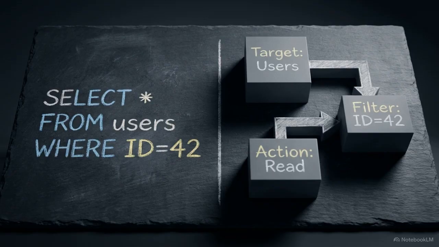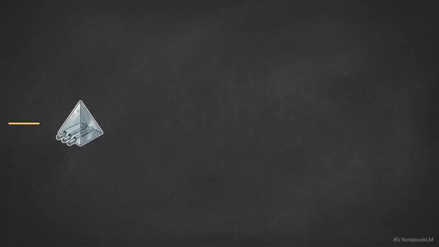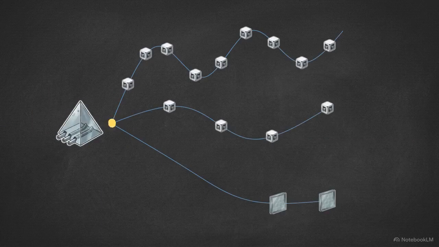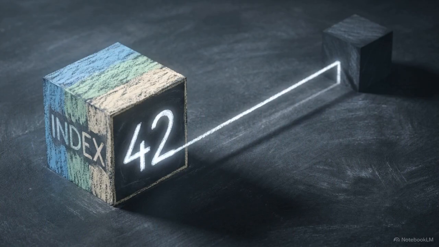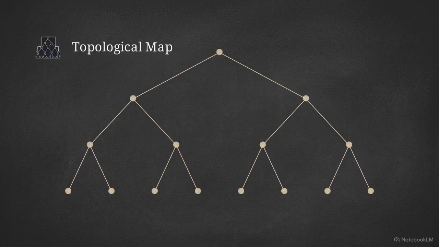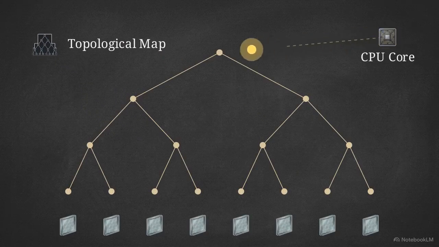A database intercepts this request. During the parsing phase, it converts the raw text of a query into a structured internal representation of the task. In the planning phase, the engine consults its metadata to calculate the path of least resistance to the data. To bypass the need for a full scan, the planner relies on the index. The index is a separate memory structure that serves as a searchable topological map of the records.